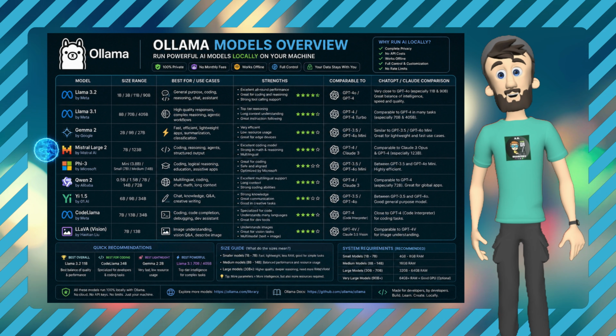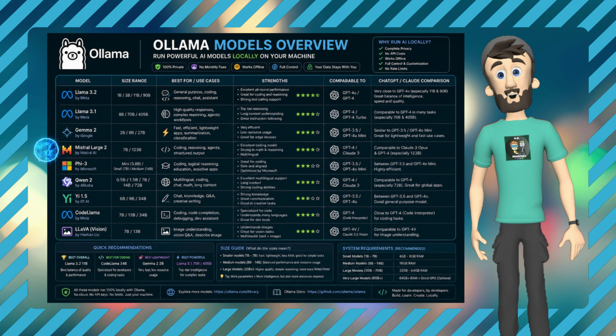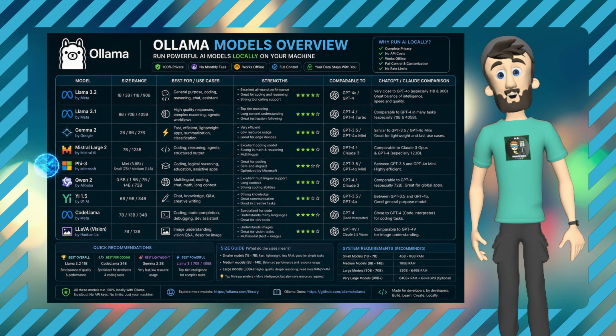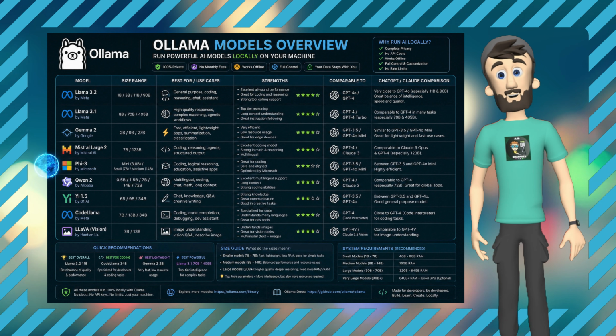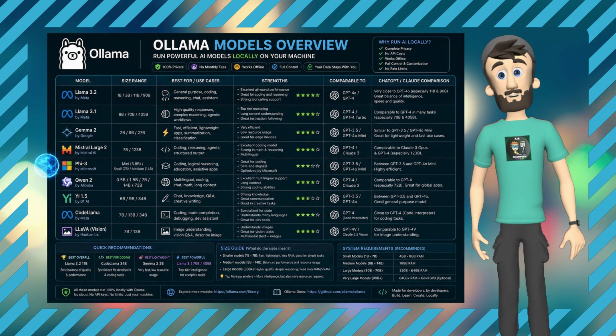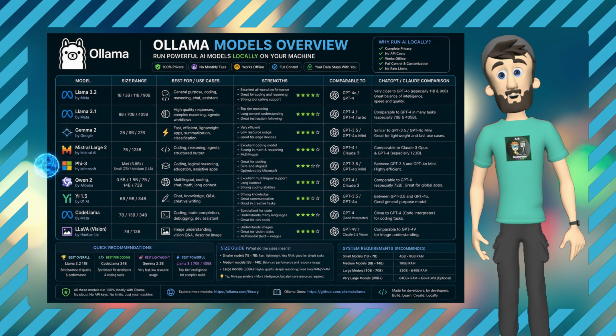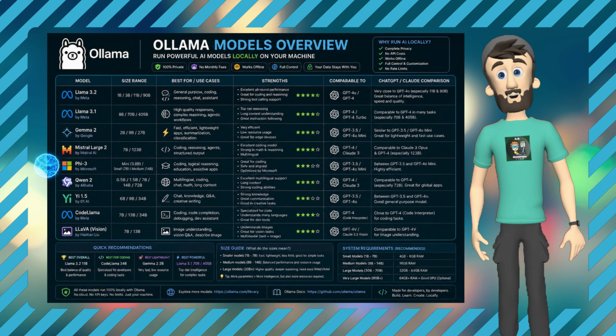Now let's talk about Phi 3 from Microsoft. This model is surprisingly powerful for its size. Microsoft designed Phi to be efficient, safe, and practical. It's especially useful for educational applications, coding assistance, and productivity tools. If you want strong performance without requiring massive hardware resources, Phi is an excellent option.